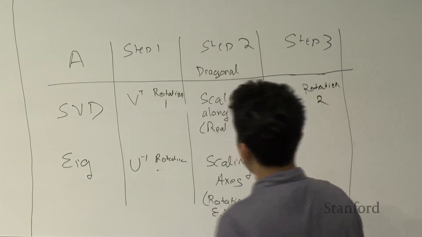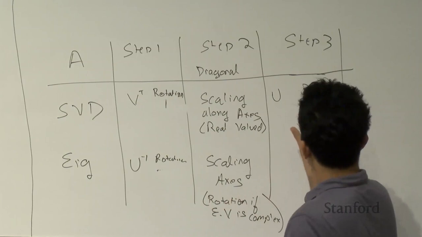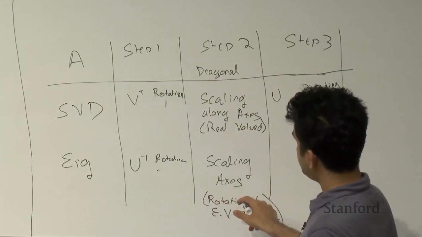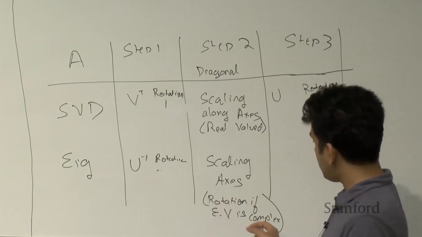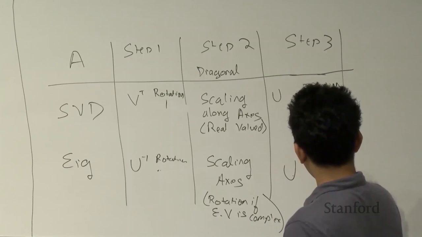This means in SVD we rotate it, scale it along the diagonals after rotating, and then rotate it by a different amount corresponding to U. Whereas with eigenvalue decomposition, first we rotate it, then scale it. But if you have a complex eigenvalue, the scaling may involve some implicit rotation. And then we rotate it by U, which is basically the inverse of the first step, inverse of step one.